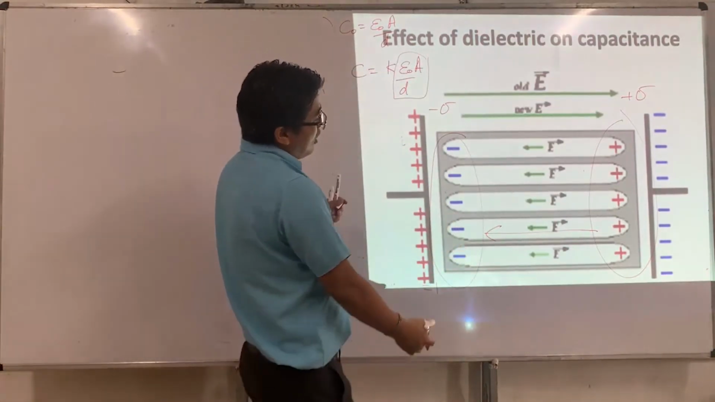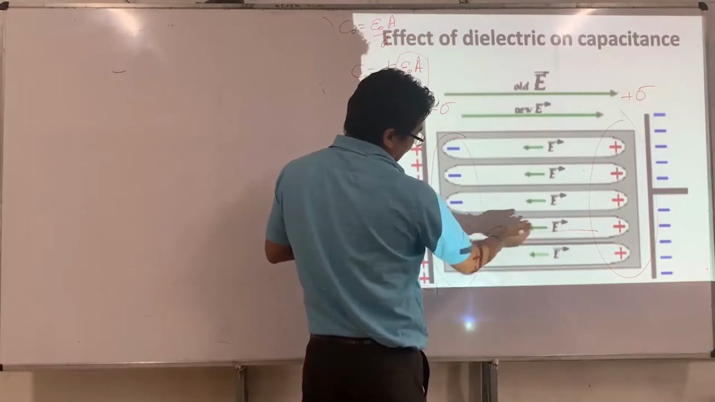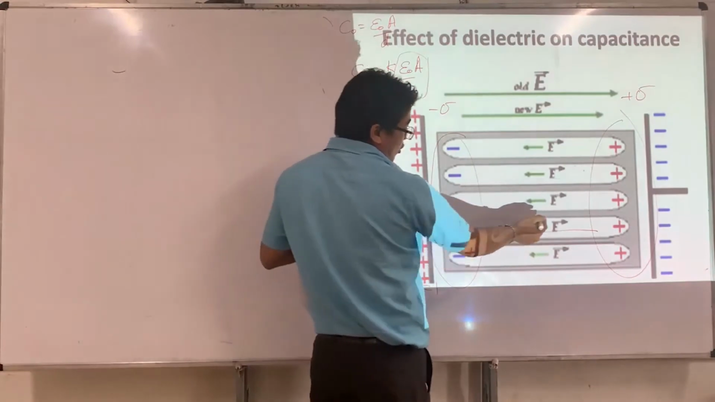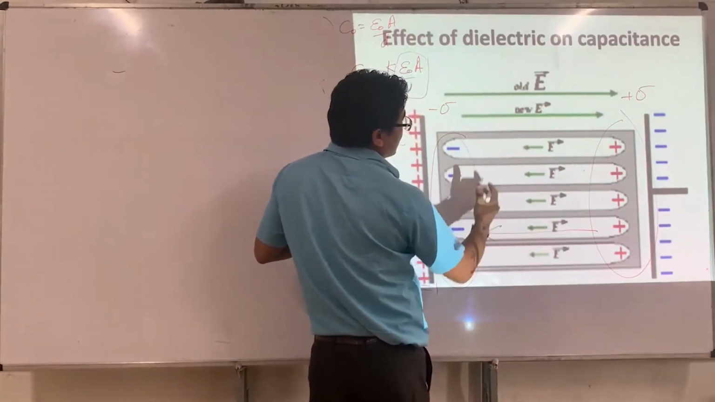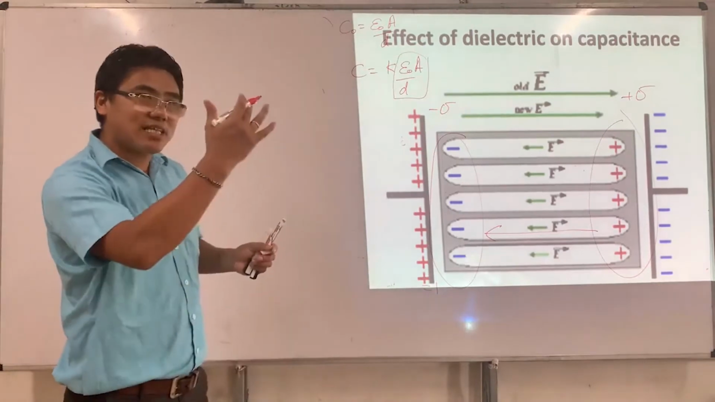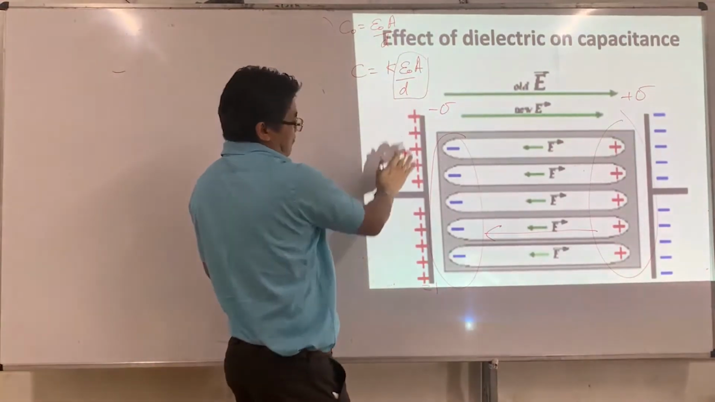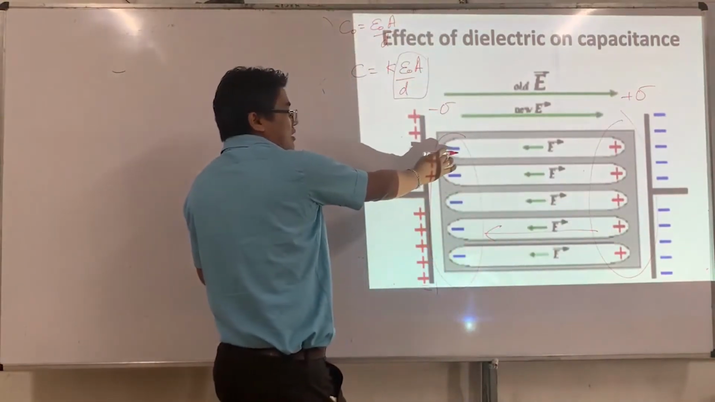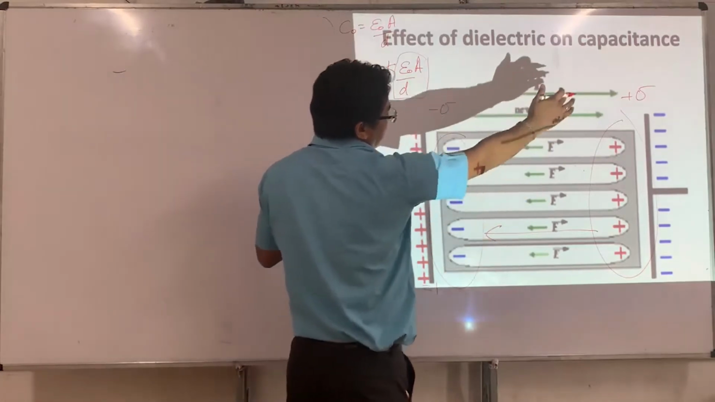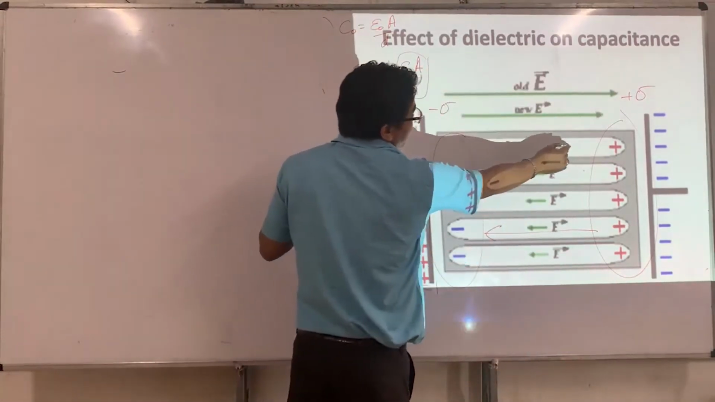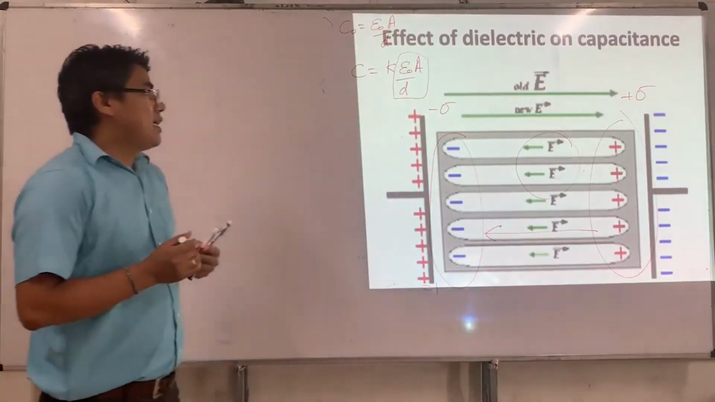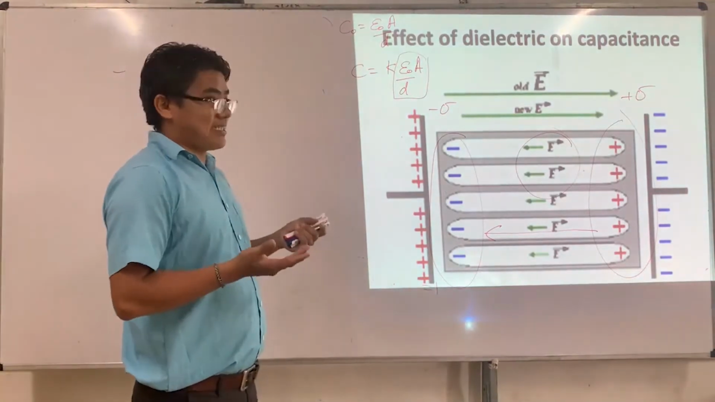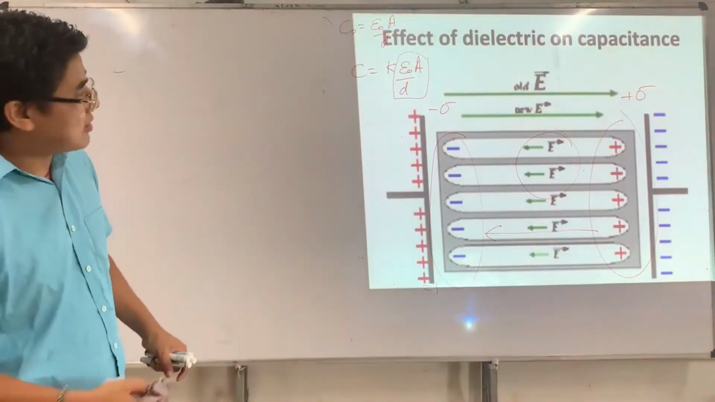Why? Because the actual field is going to be cancelled by the induced electric field, not exactly cancelled out, but it is going to reduce. If the electric field is reduced, then the potential is going to reduce. However, the charge on the two plates remains the same, because this is an insulator, a dielectric. However, the electric field and potential are going to reduce. Thus, the capacitance is going to increase.